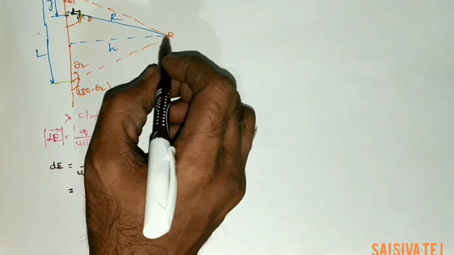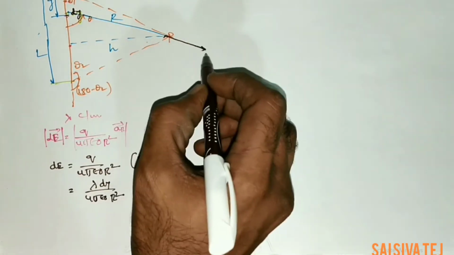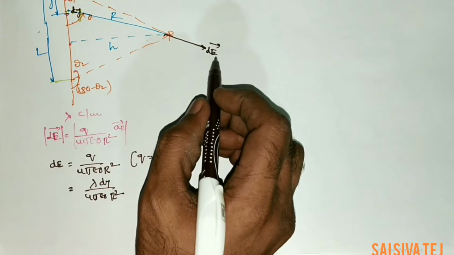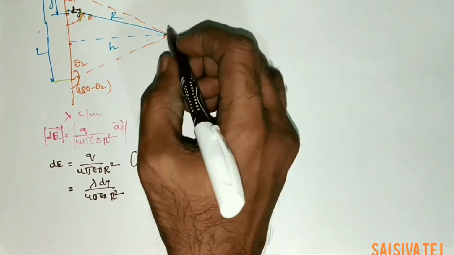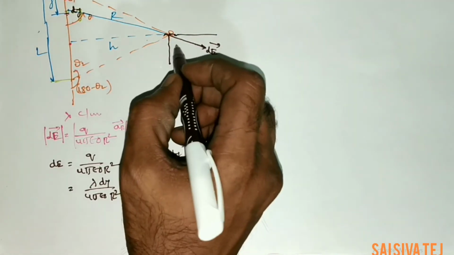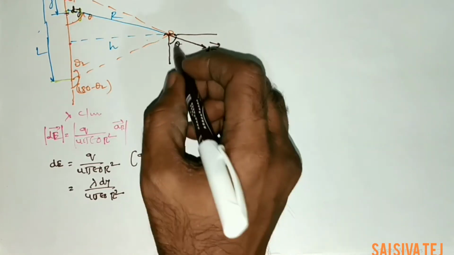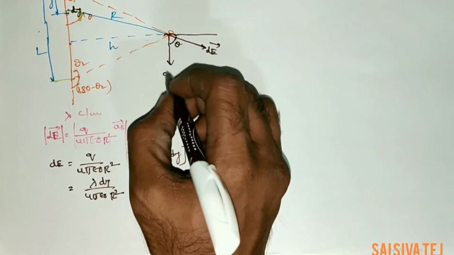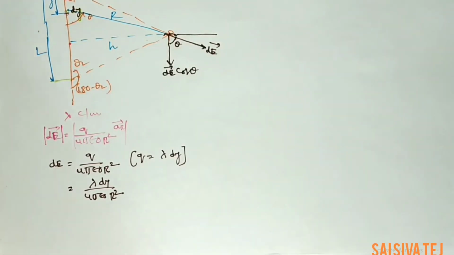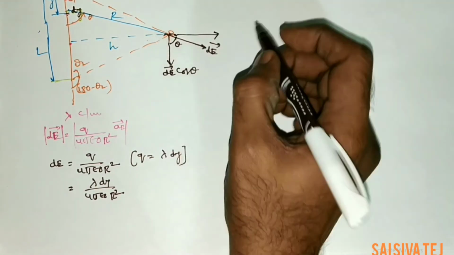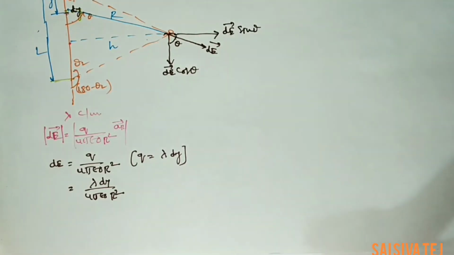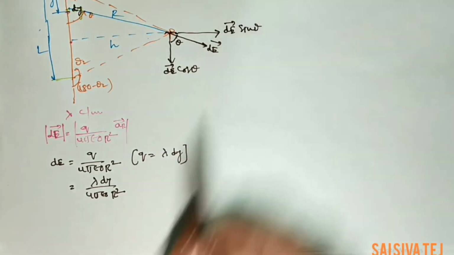Here the direction of dE will be along this radial line, so this is going to be our dE bar, and when this dE bar is divided into two components, this angle will be equal to theta. So when this is theta, we are going to have this component as dE bar cos theta along this axis, or you can say along the y axis, and this component is going to be dE bar sin theta. So let us find these two components now.